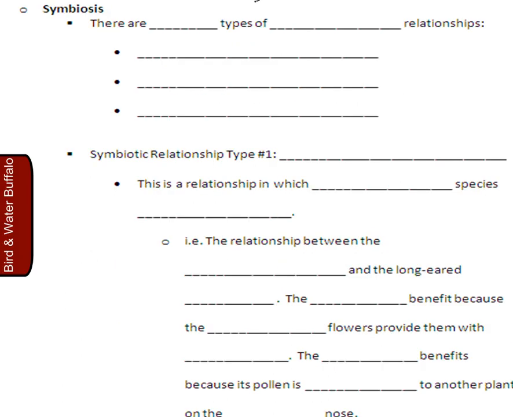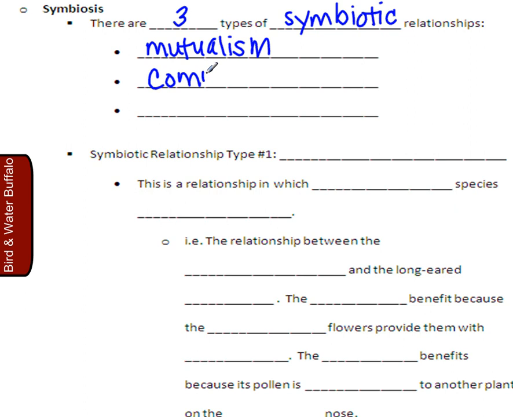Okay, the next type of interaction is symbiosis. There are 3 types of symbiotic relationships. Symbiosis is a close relationship where at least one of the species in the relationship is benefiting. The 3 types are mutualism, commensalism, and also parasitism.